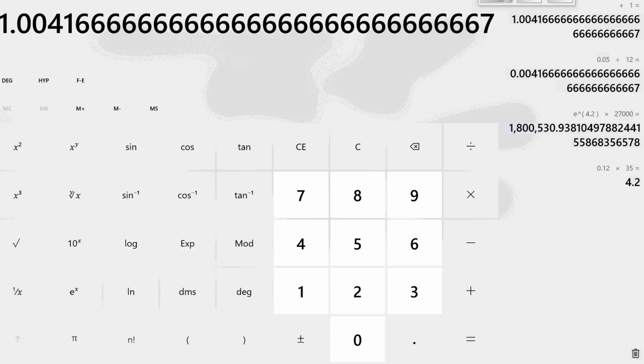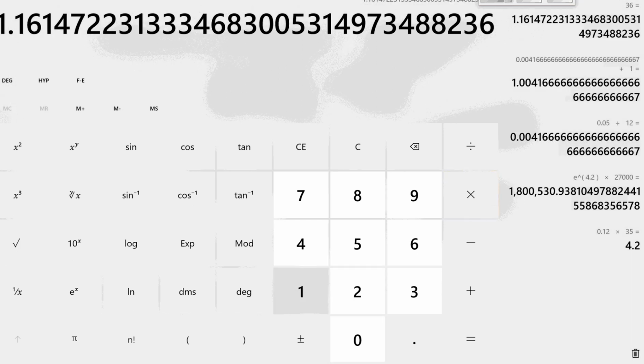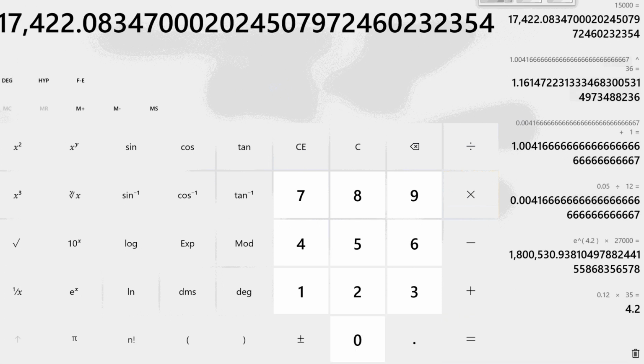Okay, so then this is the answer I got. I use this XY button here. And now I'm going to have to times that. So I had my 0.1004 blah blah blah, and then I raised that to 36, and now I'm going to times that by 15,000, sorry. And so there's my answer, 17,422.